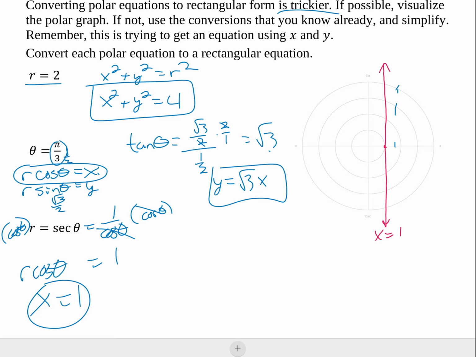So it is trickier to convert from polar to rectangular rather than rectangular to polar, but it is still possible to do using the same conversions that we were using before between circles and the relationship between sine, cosine, and tangent and what sides they relate to. And that's how you work with polar coordinates.